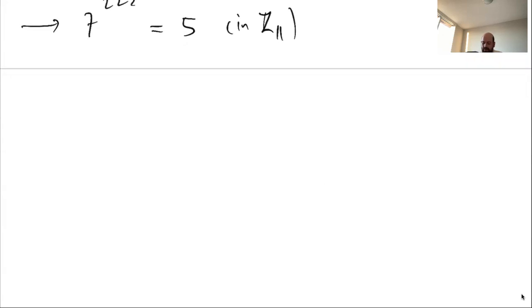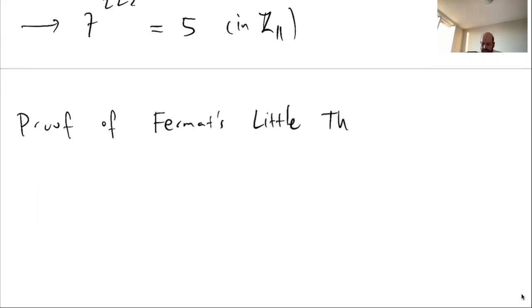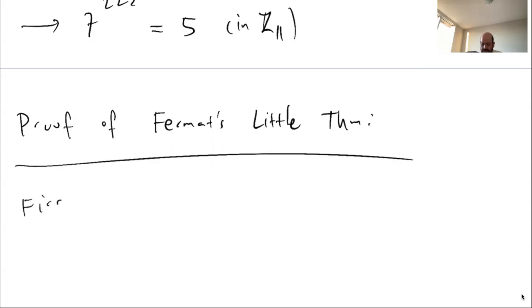Okay, now let's see how we can prove Fermat's little theorem. So, proof of Fermat's little theorem. First, we prove a theorem called Wilson's theorem.